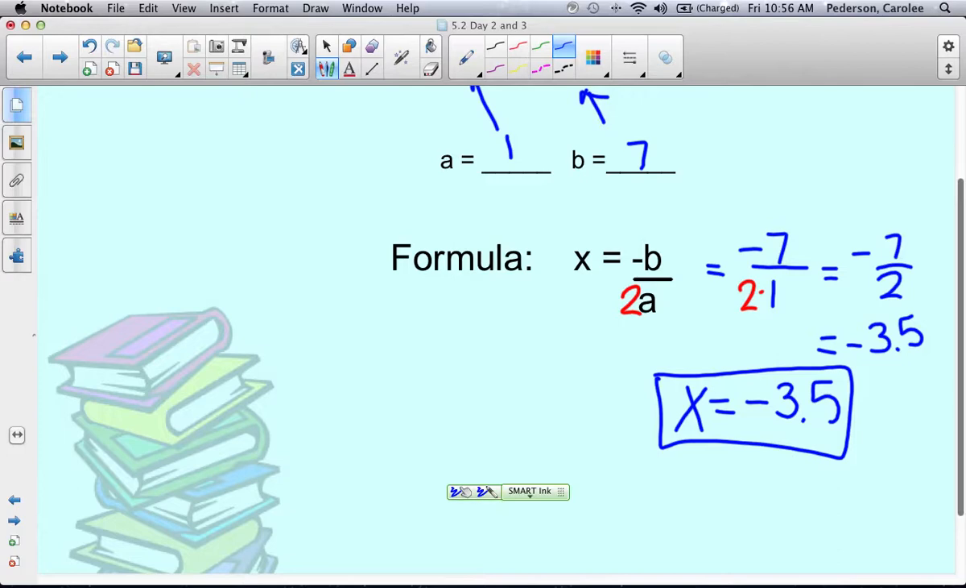Let you finish writing that example up. Again, make sure you fix your formula. It should say negative B over 2A.